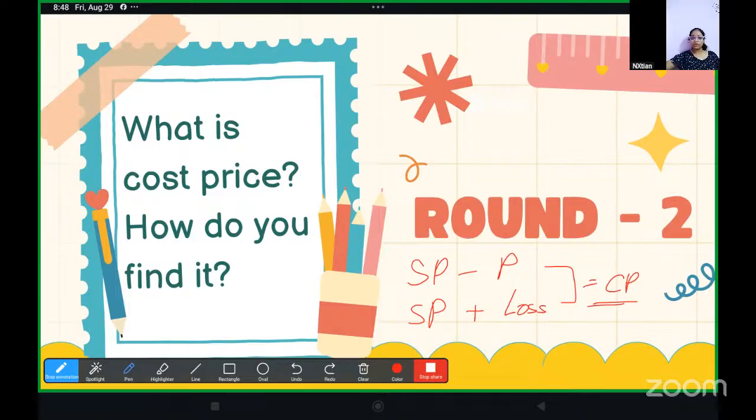What is cost price, Joshua? The price at which you manufacture something, at which you make something. The cost that you are paying as the seller is your cost price for the product. Then when you are selling something at a price, that is your selling price.